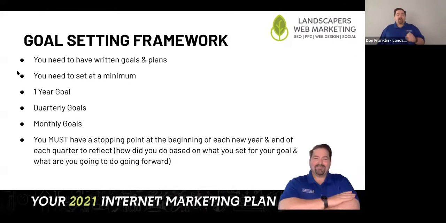And this is what we're going to try to help you do today. So the goal setting framework, again, written goals and plans. Write them down. Do them now as we're working through this. At a minimum, you need to set a one-year goal, quarterly goals, and then monthly goals. And you have to have these stopping points at the new year and the end of each quarter so that you can look back and reflect on what you've done right, what you've done wrong. Do you need to make adjustments, and how to get there to keep you on track for your year goal?